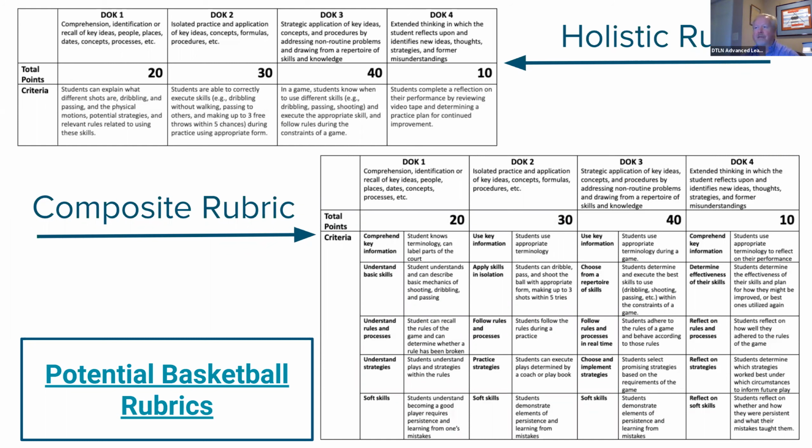In the composite rubric, you can actually give that to kids and say, you need to do these things. And you can highlight the things you can do. And if you can't do them, then, if you understand and can describe the mechanics of shooting and dribbling and passing, but you can't dribble, pass, and shoot the ball with appropriate form, then that's what you need to work on next. So the rubric actually guides the learners through.